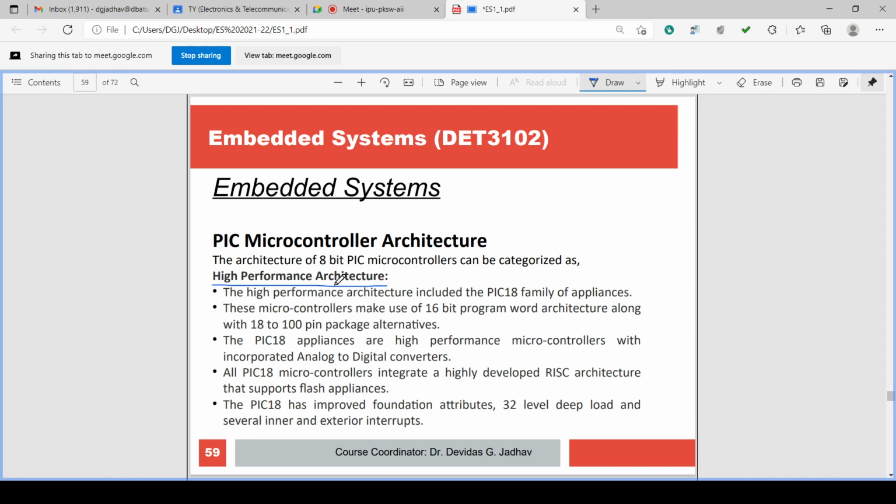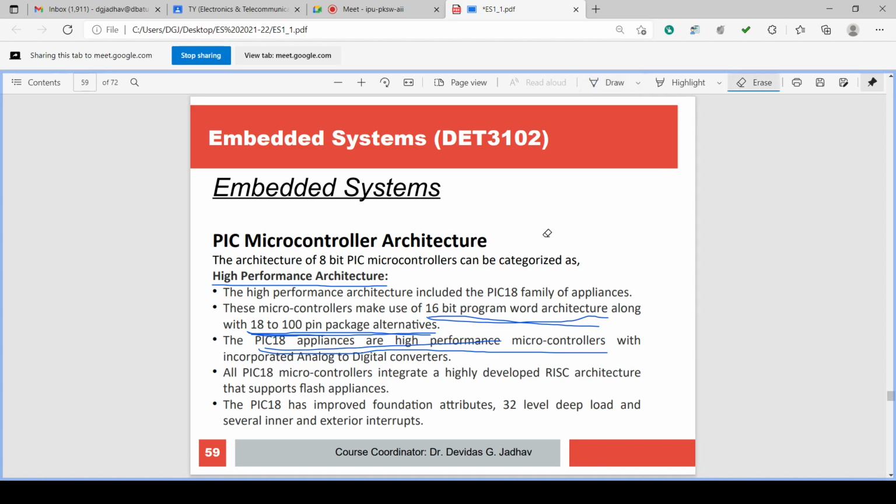These microcontrollers make use of a 16-bit program word architecture, along with 18 to 100 pin package alternatives. The PIC18 devices are high performance microcontrollers.